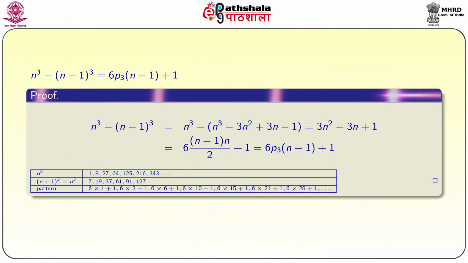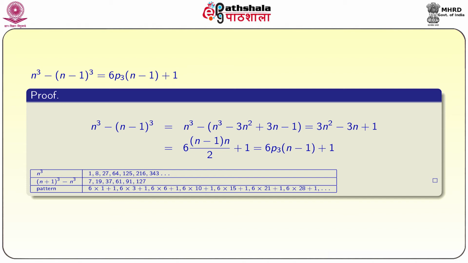Similarly, n cube minus (n minus 1) whole cube is equal to 6 into P3 of n minus 1 plus 1. That is the difference of two cubes. Earlier we saw that the sum of two consecutive triangular numbers is a square. Now, we are looking at the difference of two consecutive cubes. This is also related to triangular numbers. The proof is very simple, straightforward.